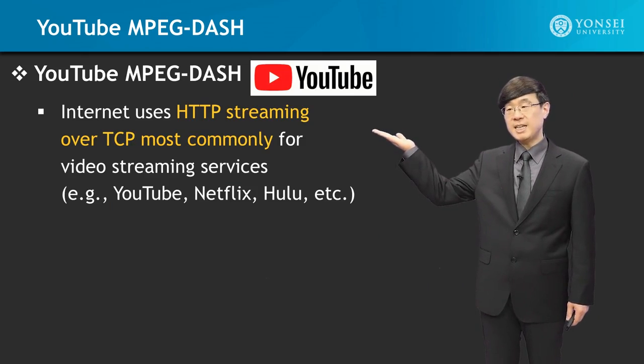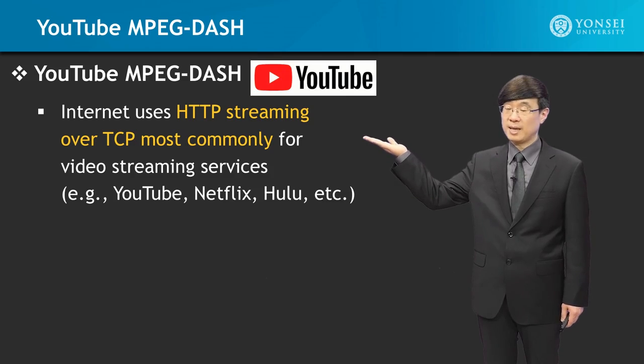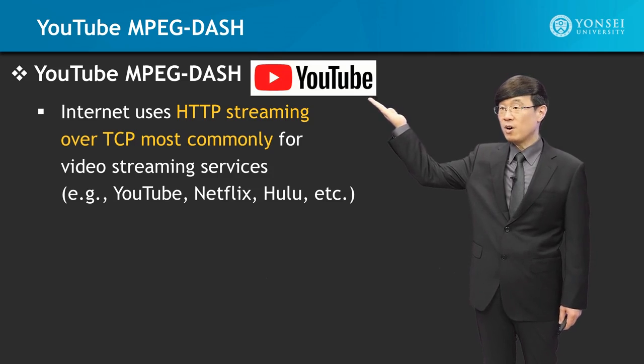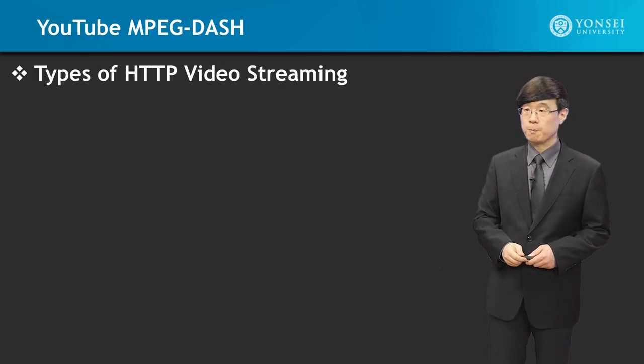The internet uses HTTP streaming over TCP most commonly for video streaming, as we already talked about. And that is used in YouTube. However, other very popular services such as Netflix and Hulu also use it as well.